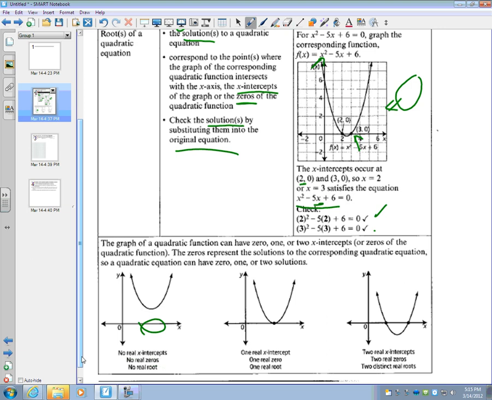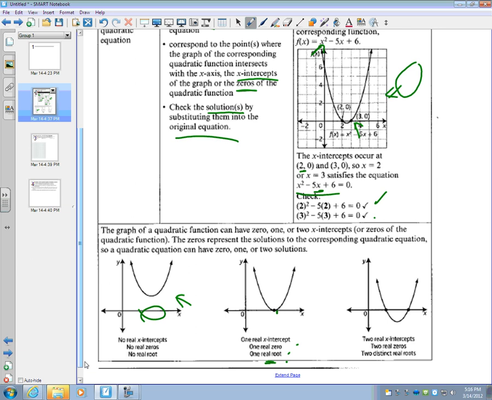We can have where it touches just once. We have one x-intercept, one zero, and one root. And that word real has to do with real numbers and imaginary numbers, because in this case there's actually an imaginary root, but you don't need to know that just yet. In this case, it intersects twice, so that means it has 2 x-intercepts, 2 zeros, 2 roots, 2 solutions. So we need to graph, and then we need to figure out solutions.